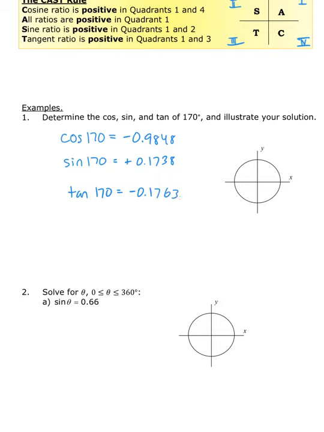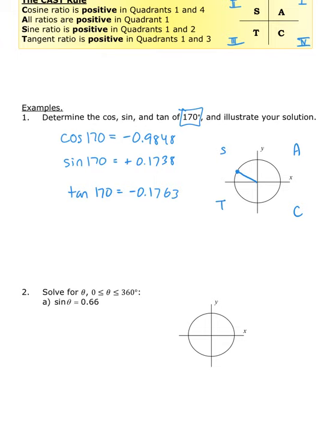Tan, though, I could have found by dividing sine divided by cos. Positive over negative means that tan is negative. So to illustrate this on my unit circle, what we are going to now get in the habit of doing is writing CAST. We need to draw 170 degrees, which is about here, almost at 180, not quite.